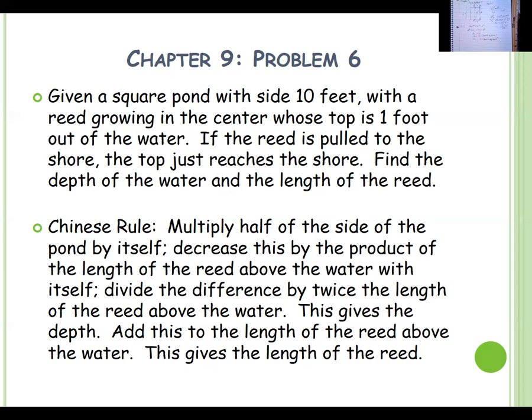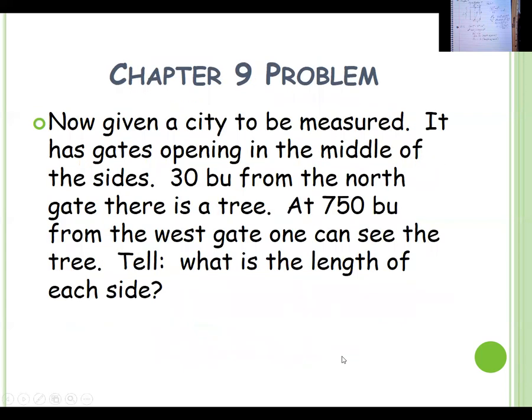Okay. So let's go on over here. Now, given a city, this is again chapter 9, so I know it's going to be right triangles. Given a city to be measured, it has gates opening in the middle of the sides. 30 bu from the north gate, there is a tree. At 750 bu from the west gate, one can see the tree. All right, now again, we're going to have to make some assumptions about this problem. And one of them is that this city is square.